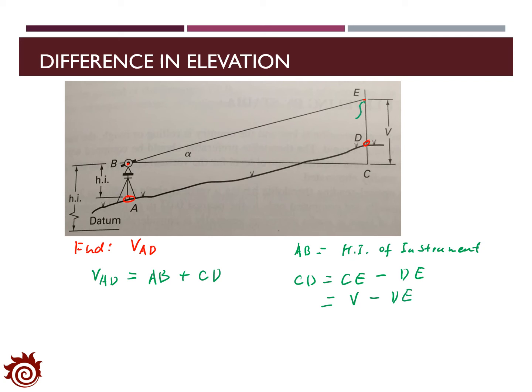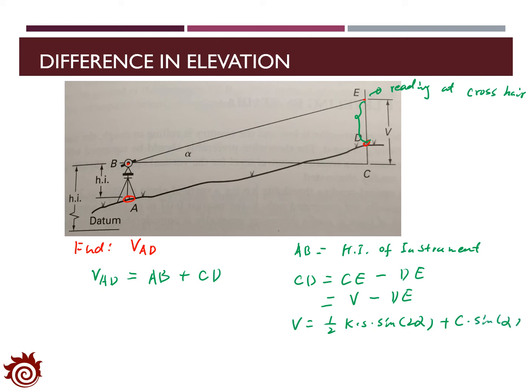From the figure, we can see that DE is actually the reading at the crosshair, and we also can find out capital V, that vertical distance, as half of KS times sine 2 alpha plus c times sine alpha.